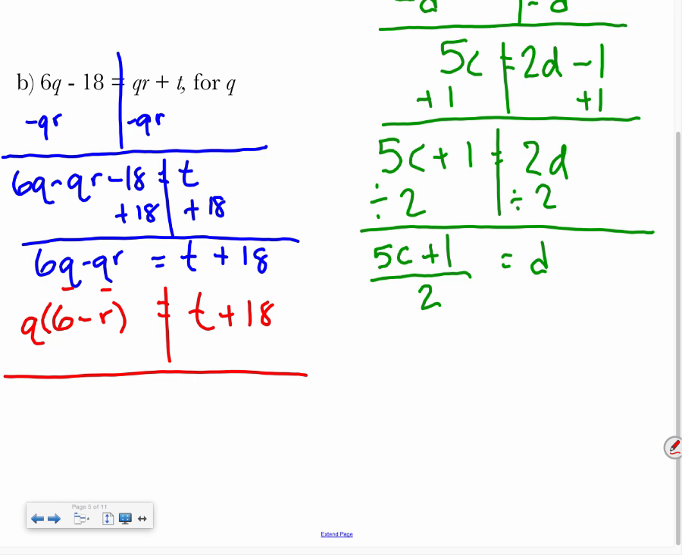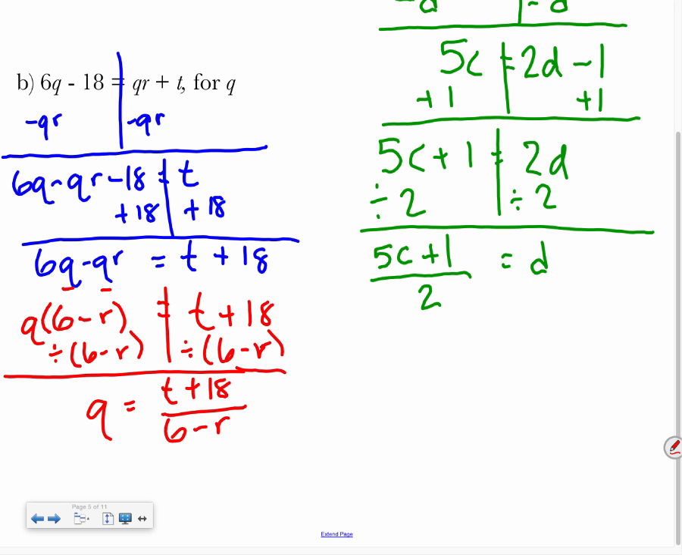Tee it up. How do I get q by itself? I have q times something, so I'm going to divide by that whole quantity. Oops, 6 minus r, sorry. Wow, my pens are really weird today. Alright, so now I'm left with q equals, then I have a t plus 18 divided by 6 minus r. And that is my final answer. I know it looks a little funny, but that is the process. Always, if you're stuck on how to do this, look for common items like we did with the q's and pull them out.